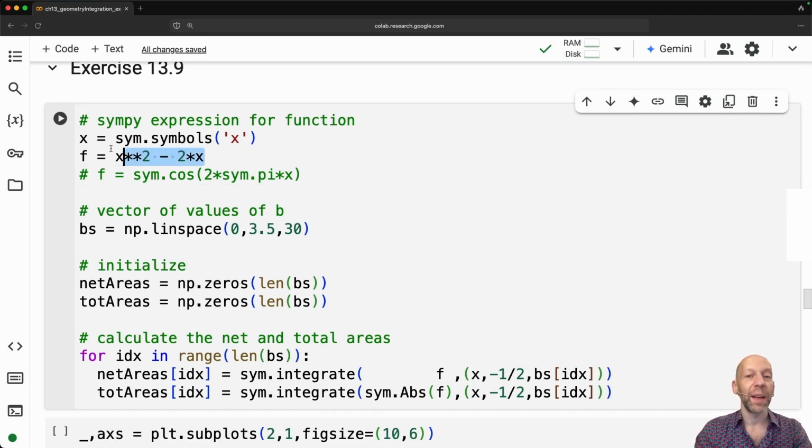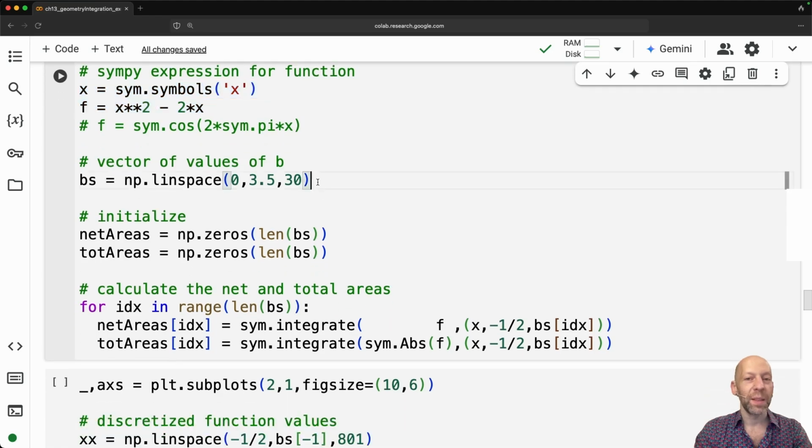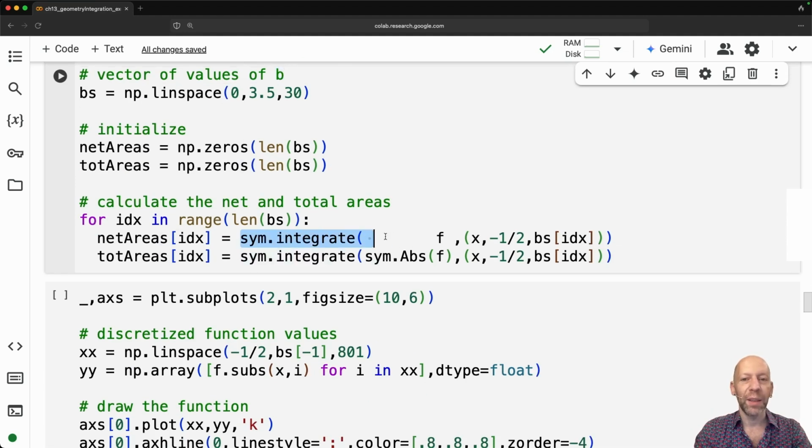Okay, so here we are creating a symbolic expression for the function x squared minus 2x. Here I'm listing the values of b, the upper bound, and here I have a for loop where I integrate the function itself, or I integrate the absolute value of the function. Now, as you know from earlier exercises, you could also implement this by finding the splitting value, the exact numerical value where the function changes from having positive values to negative values and back to positive values, and then running separate integrations for those pieces. But this is how I solved it here.